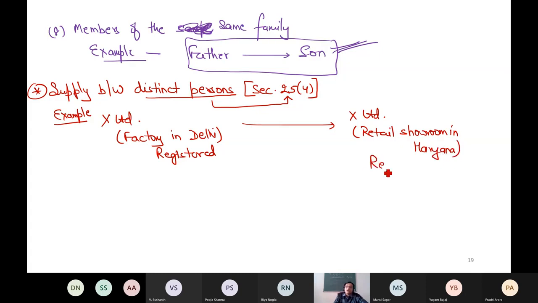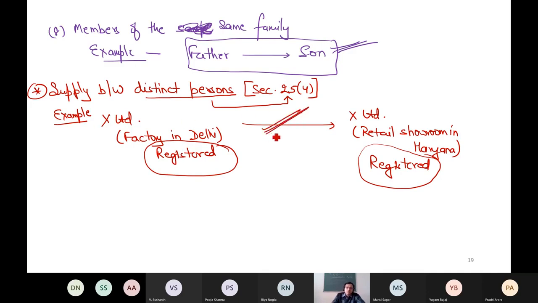So these two are what? Distinct persons. When the same person is having two registrations, whether in the same state or another state, these are known as distinct persons. So X Limited's factory in Delhi and X Limited's retail showroom in Haryana are both distinct persons. Any supply which happens between these two, even if without consideration but in the course of business, is treated as supply for the purpose of section 7 subsection 1 clause C, on which GST will be applicable. So this is my first example.